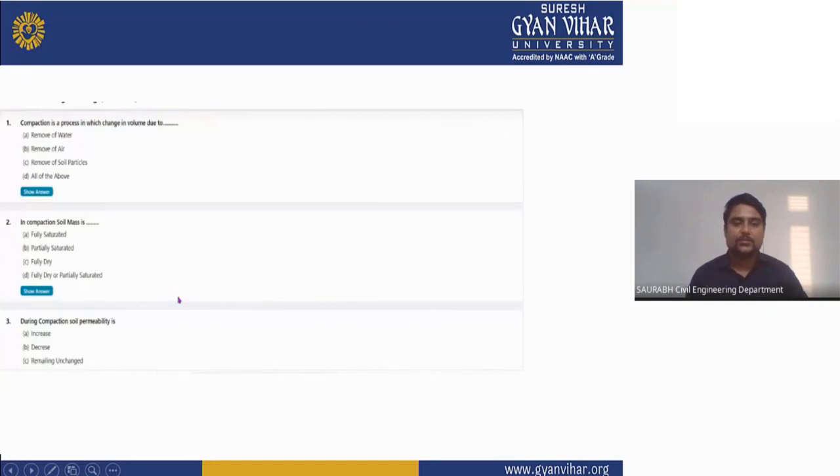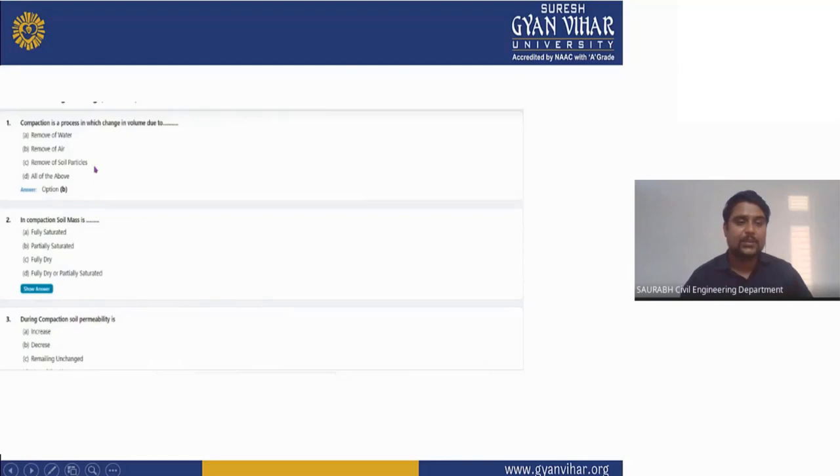This MCQ's first question is: compaction is the process in which we change the value due to what? In this question it is asking what we do in compaction. First you can see here, remove the water. Second, remove the air. Third, remove the soil particle. And last one is all of the above. So we will see what our right answer will be here.